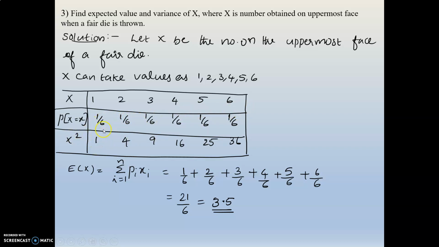X square value you have to find out. To find expectation of x square, we need this, for that we are finding this. So 1, 4, 3 square is 9, 4 square is 16, 5 square is 25 and 6 square is 36. Now to find expectation of x, sigma i equal to 1 to n p i x i, adding all these values: 1 into 1 upon 6 plus 2 into 1 upon 6 is 2 upon 6, 3 into 1 upon 6 is 3 upon 6, plus 4 upon 6, plus 5 upon 6, plus 6 upon 6. Adding this, 21 upon 6, that is 3.5 is the value of expectation of x.